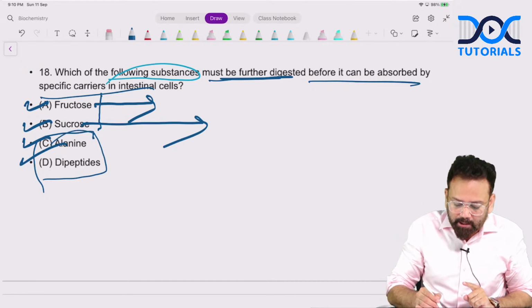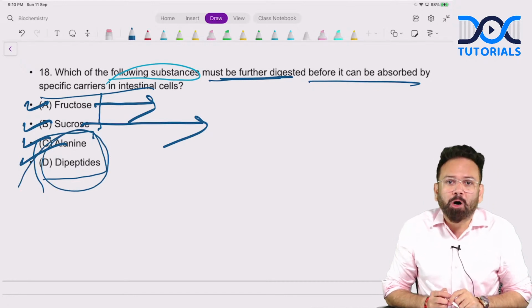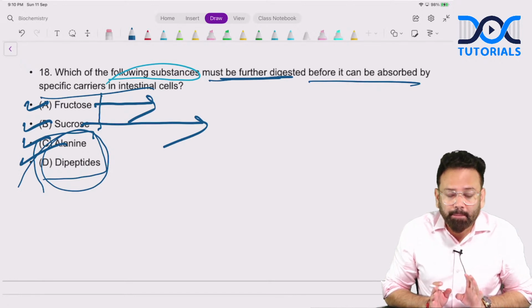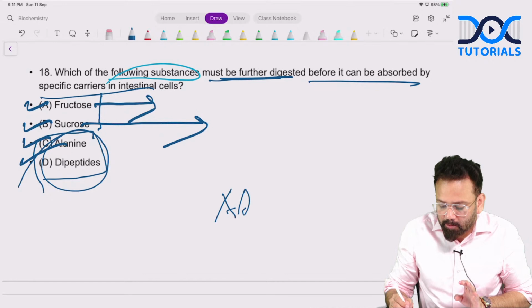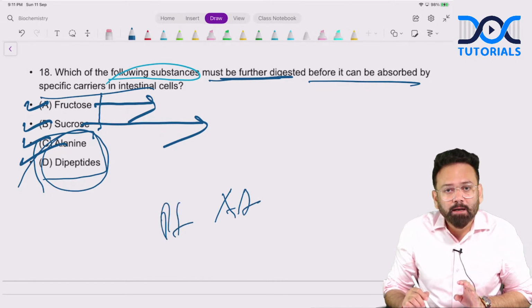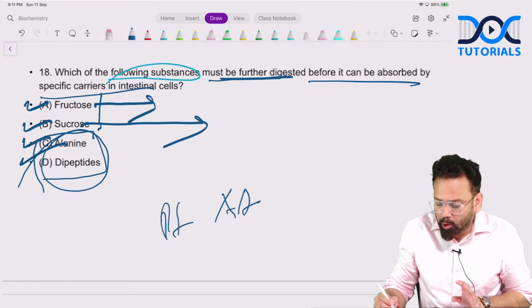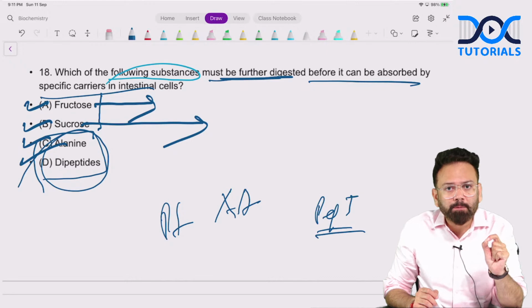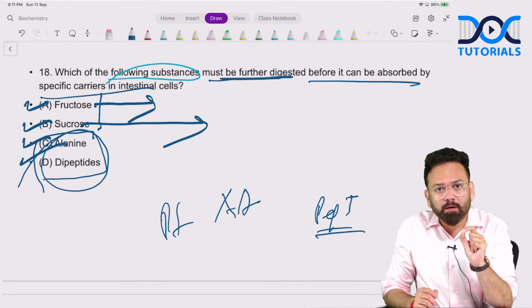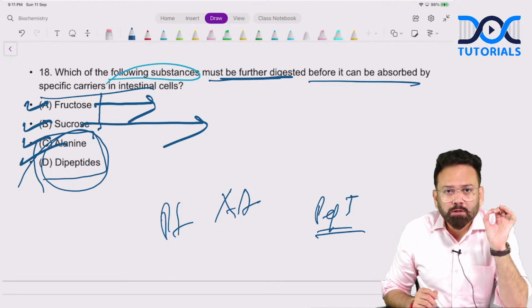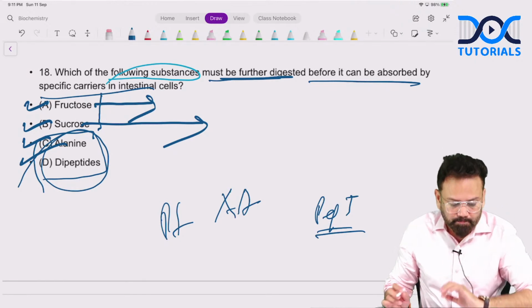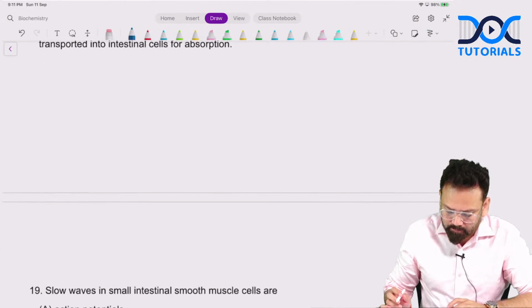On the other hand, peptides can be absorbed as a tripeptide, no problem. Amino acids can be absorbed, proteins can be absorbed, like a dipeptide, tripeptide. They have the peptide transporter, PepT1. But carbohydrate can only be absorbed in the form of monomer. And what is monomer? Glucose, galactose and fructose. These are the monomers. Next question.